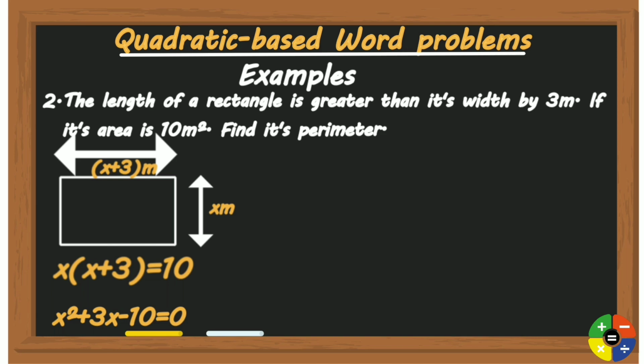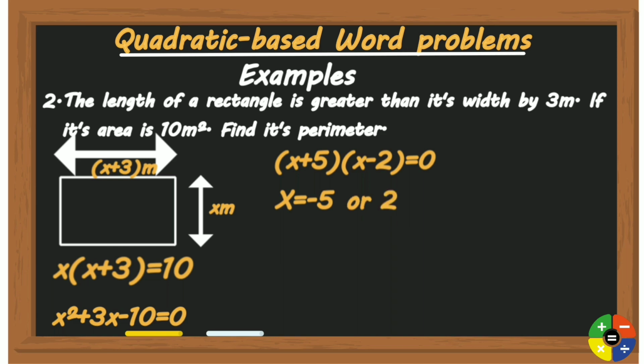Factorizing, we have x plus 5 into x minus 2 is equal to 0. Applying the Null factor law and solving for x, we will have x is equal to negative 5 or 2. But in this particular case, negative 5 is not accepted, since distance cannot be negative. So, the only valid answer is 2, therefore the width is 2 meters. Consequently, the length will be 2 plus 3, which is 5 meters.